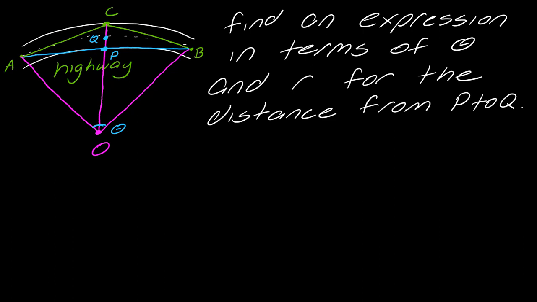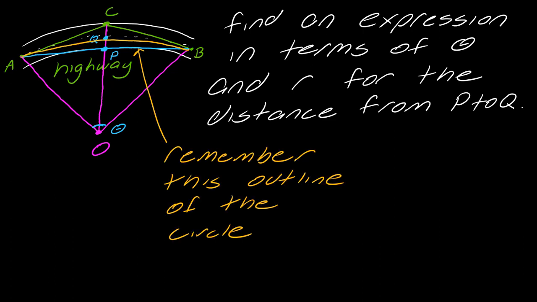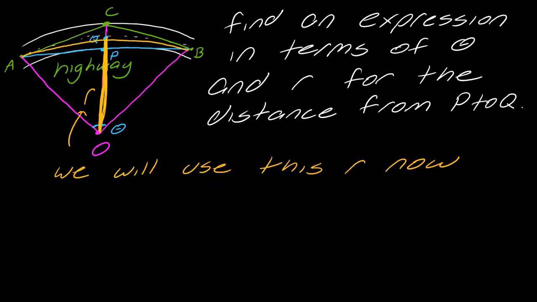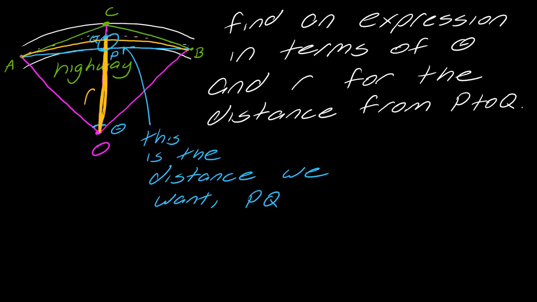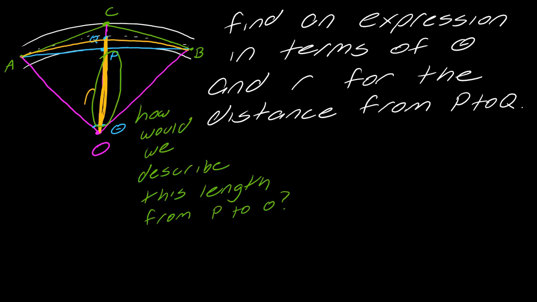Okay, so to do this, remember that Q lies on the outline of this circle. That's why I've made a big deal about that, because this gets really overwhelming. So now I want to think about the fact that from O to Q, this piece here is my radius. And if I'm trying to find this little distance PQ, what would be helpful would be to think about how I could describe this length from P to O.